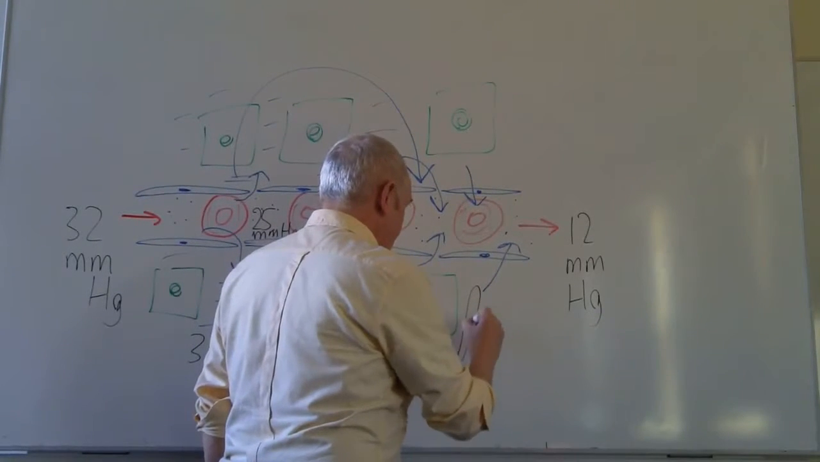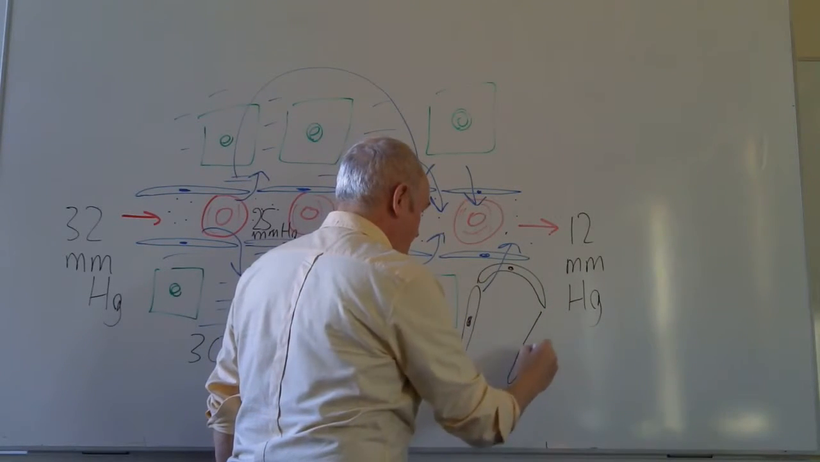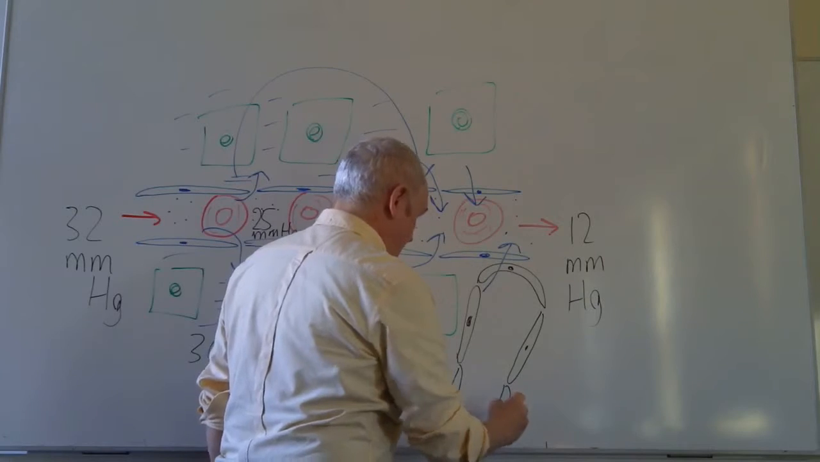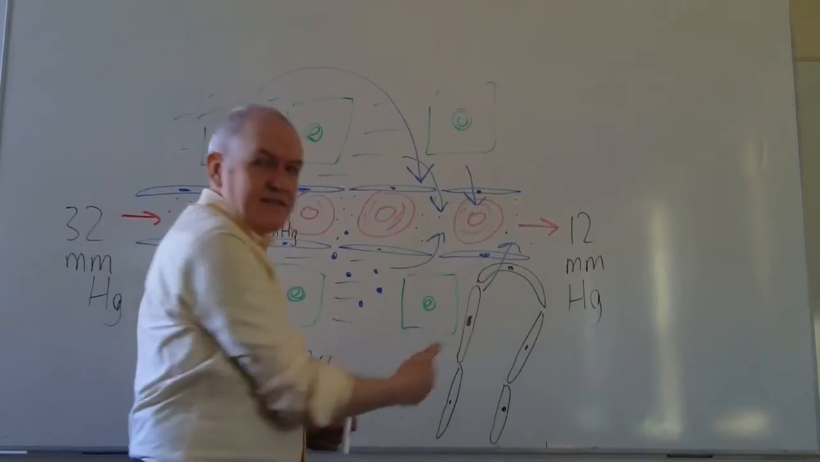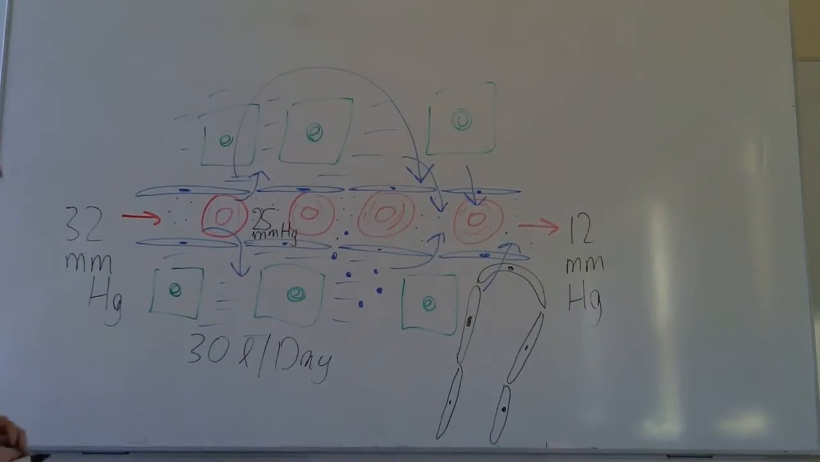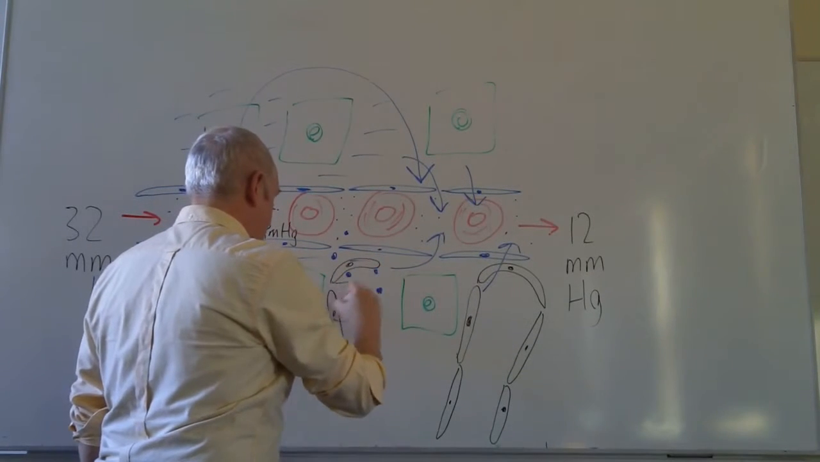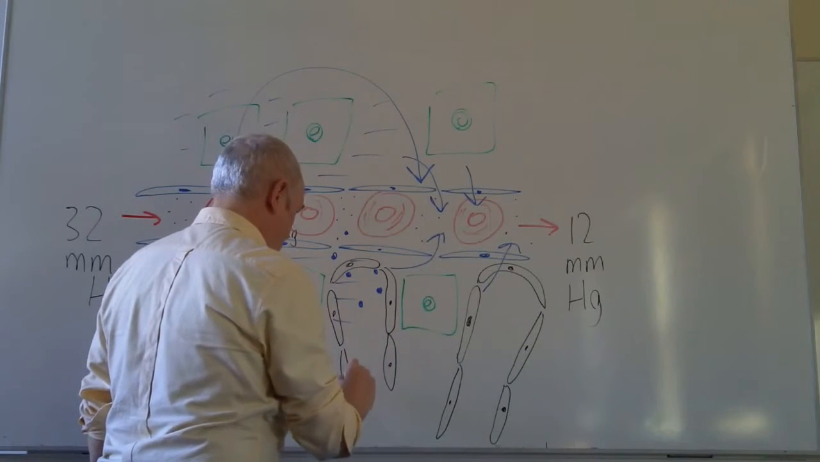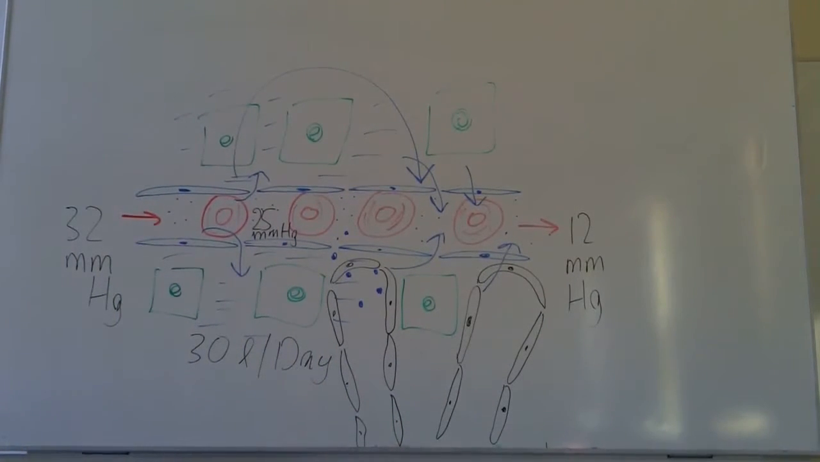So here's one cell here. And there's another one there. One there. So what we've got here is a blind-ended capillary. It's a lymphatic capillary sticking into the tissue spaces. And here we have another one. So these are blind-ended capillaries.